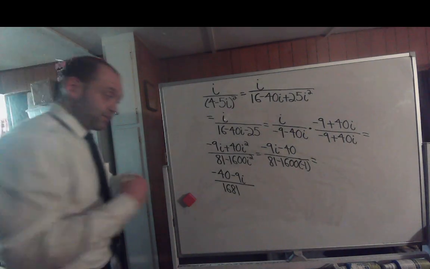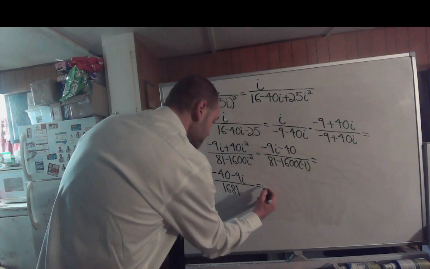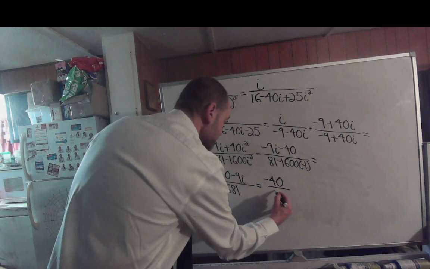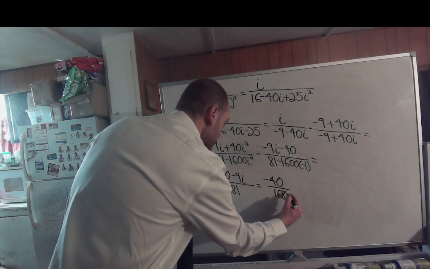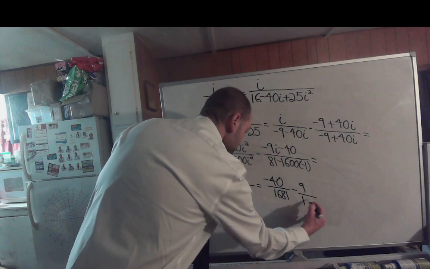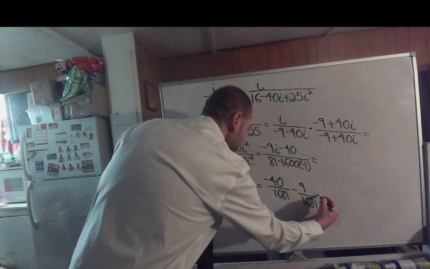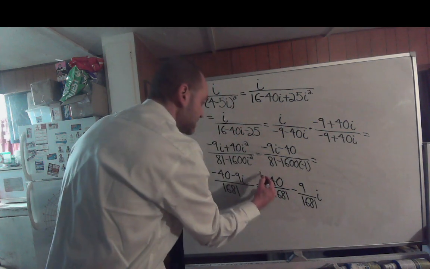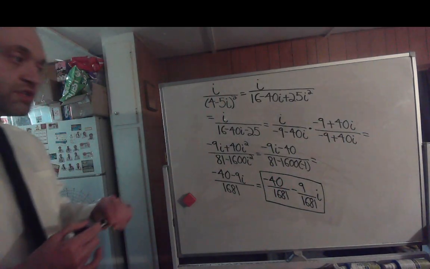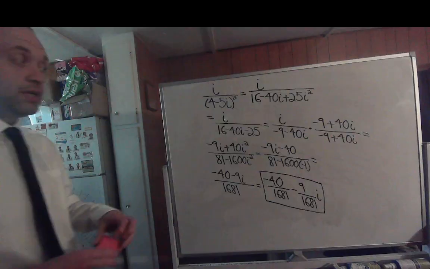So in standard form, your answer is going to end up being negative 40 over 1,681 minus 9 over 1,681 times i. That's the number you get in standard form. So that one was a bit of a doozy, but that's exactly what it would be.